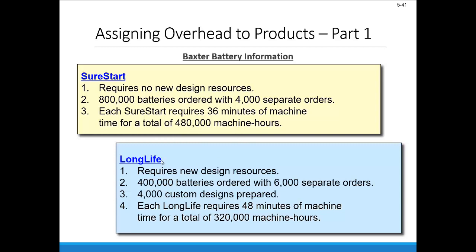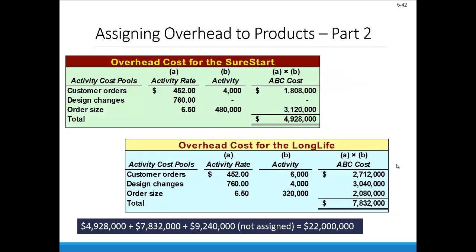The Long Life, that deluxe model, let's say that it required some new design resources. We'll talk about how much in a bit here. 400,000 batteries were ordered with 6,000 separate orders. 4,000 custom designs were prepared. There's our design resources. And each Long Life requires 48 minutes of machine time for a total of 320,000 machine hours throughout the year. So here we're going to assign overhead to those two products then.